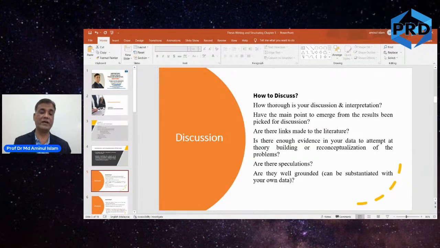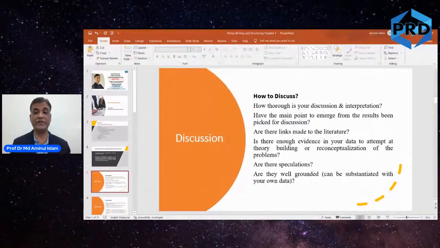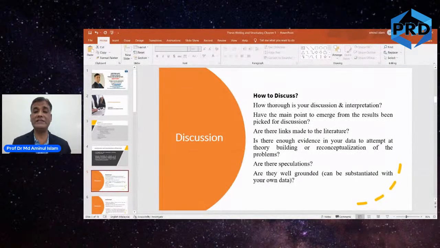Okay. So you are showing the similarities and contradictions of your findings with the previous researchers. Number 3, is there enough evidence in your data to attempt a theory building or recapitulation of the problems? So now you are looking even a bit deeper in the discussion, at whether you are developing some kind of theory. I'm going to talk about the detail later when you talk about contributions of the study.